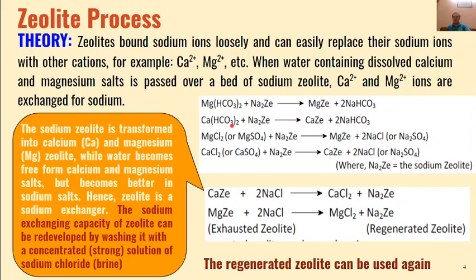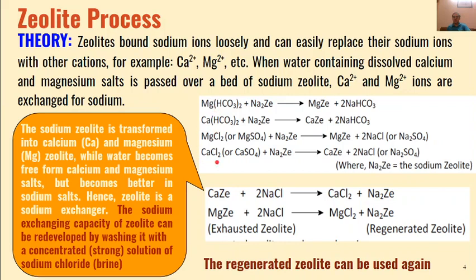Similarly, if calcium bicarbonate is present, which is responsible for temporary hardness along with magnesium bicarbonate, here calcium will be replaced by sodium. So we will get calcium zeolite and sodium bicarbonate. So these are the two responsible for temporary hardness.